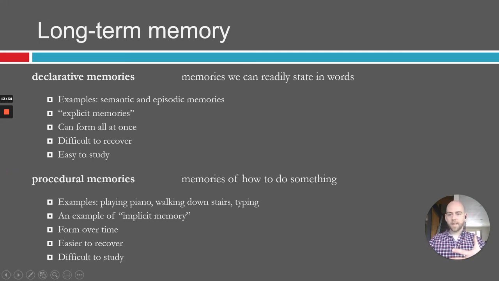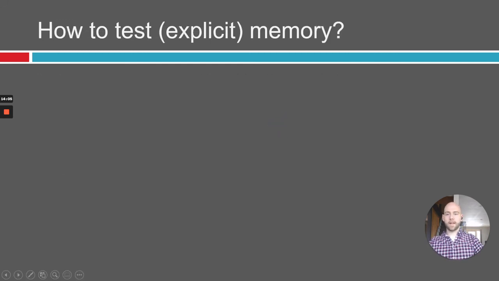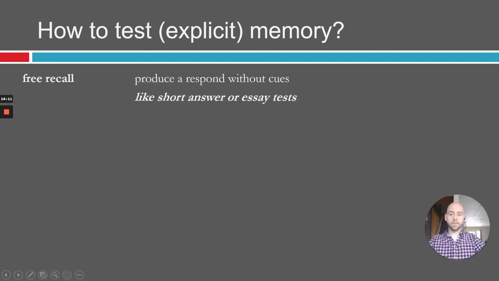The flip side of that, though, is that declarative memories, because they're things that participants and research subjects can report very easily, it's really easy to study declarative memories. Procedural memories are much more difficult to study because they're all things that you have to study indirectly. They're things where you have to have someone engage in some sort of process, like playing the piano or walking down the stairs or something like that, and observe things about that process and how good people are at it. So the ways that you might test explicit memory are generally going to be relatively straightforward. But there are still different ways to do it.